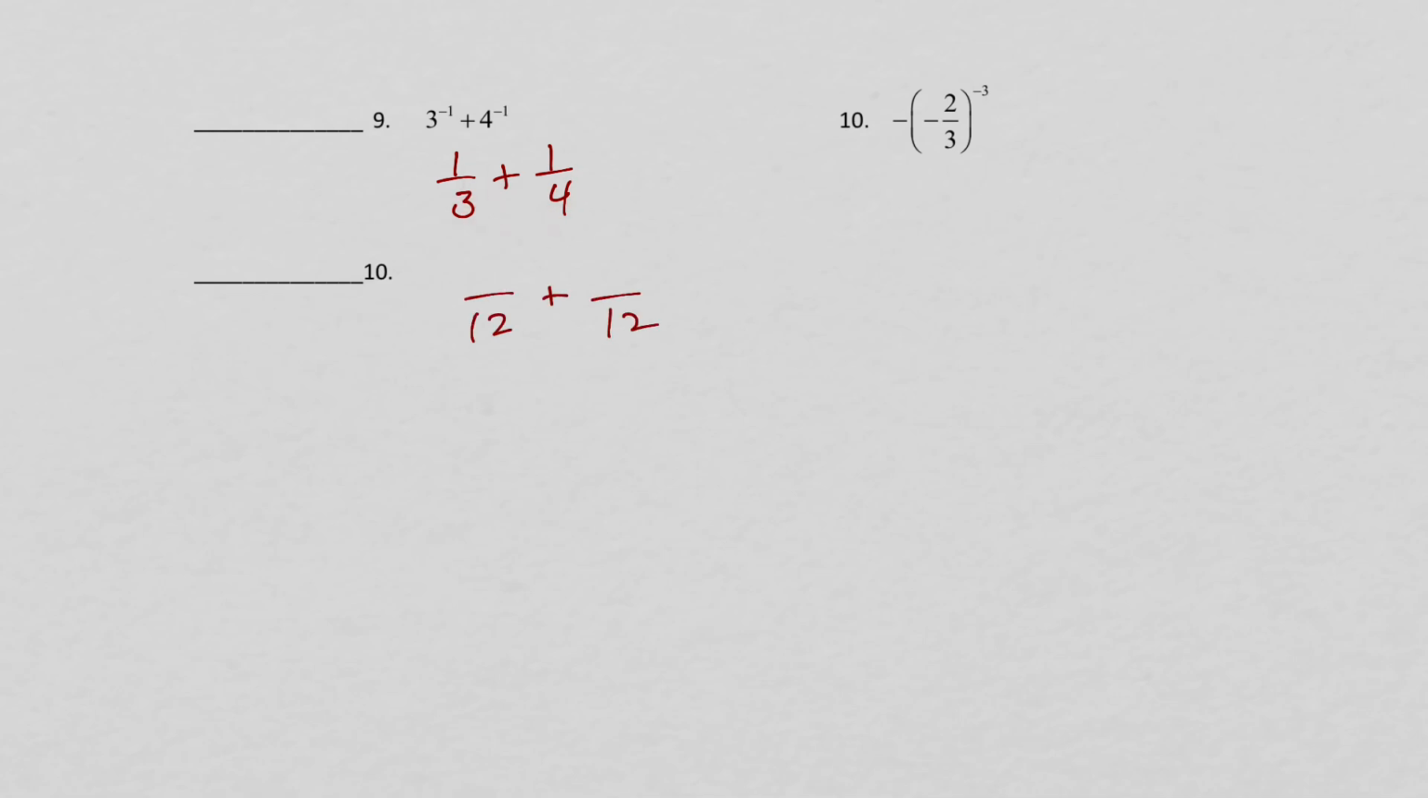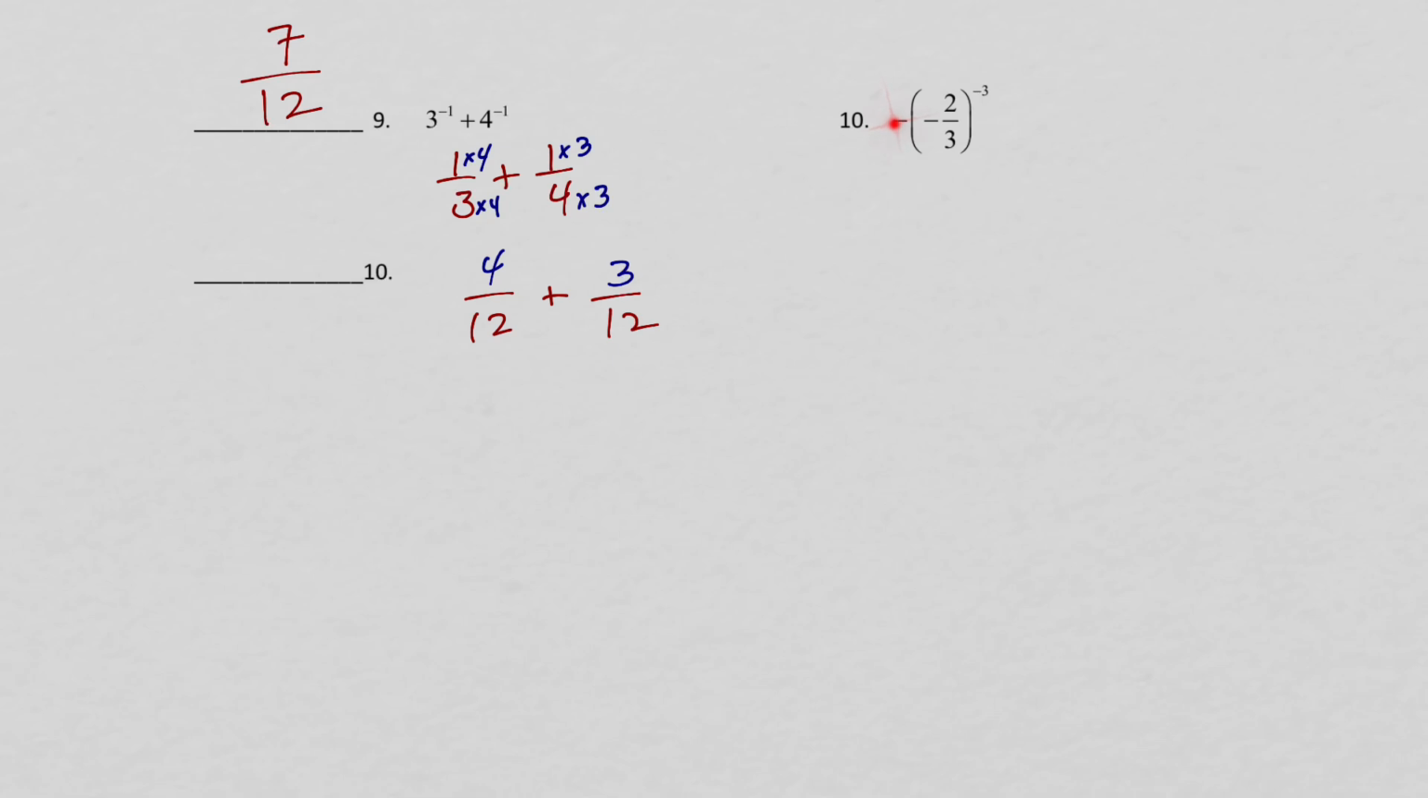which is 12. So this I have to multiply by 4, so I do that to the top and get 4. This I have to multiply by 3, so I do that to the top. 1 times 3 is 3. And finally, I keep the denominator once it's common, and I add the numerators. 4 plus 3 is 7. I'd reduce this if I can, but I can't, so we're done.